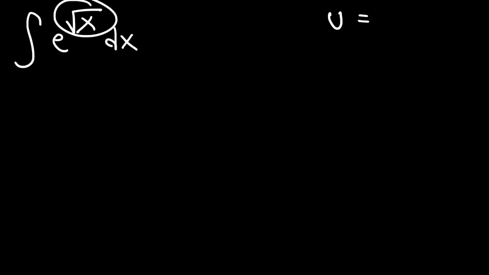In this video, we're going to talk about how to find the integral of e raised to the square root x dx. So how can we do it? Well, first, we need to start with u-substitution. We're going to make u equal to the square root of x. And the square root of x is basically x raised to the 1/2.